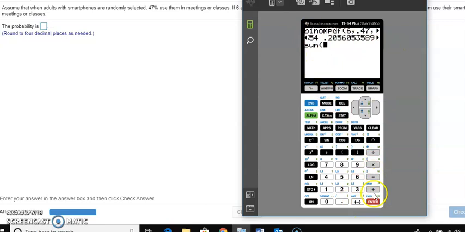The answer key is right down here by the negative sign, so I'm going to hit second and negative. And that will give me those probabilities. It'll add up all those probabilities. So that's my answer right there, 0.598.